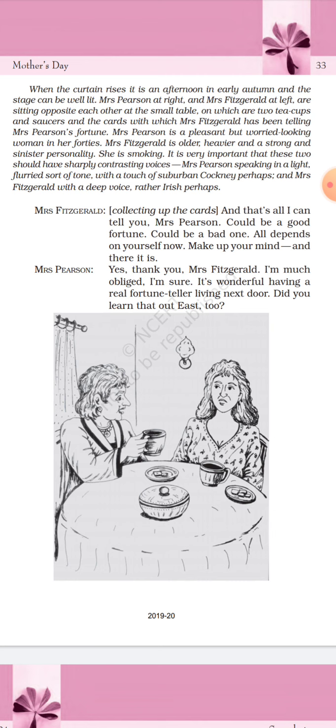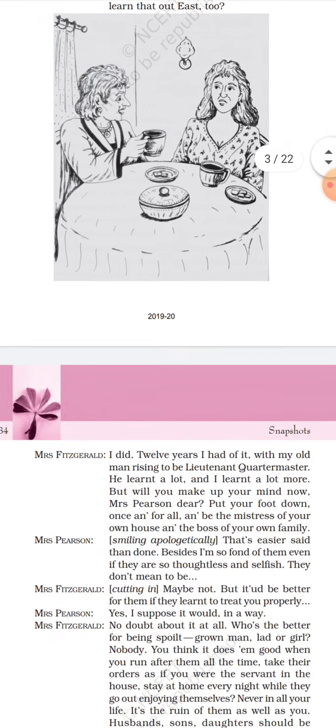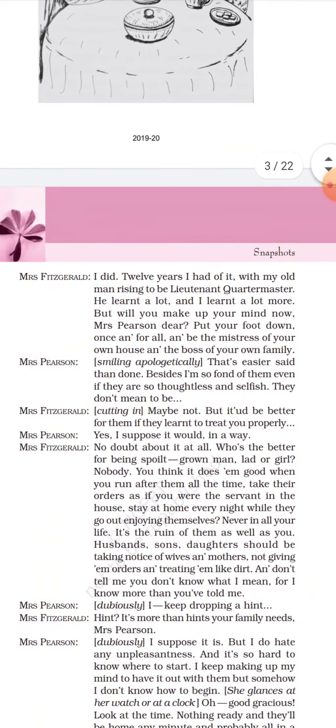Mrs. Fitzgerald, I'm much obliged. I'm sure it's wonderful having a real fortune teller living next door. Did you learn that out east too? She said, thank you so much for your concern. I'm obliged, and it's wonderful to have you here next door as my friend. And where did you learn this? Did you learn this in the east?